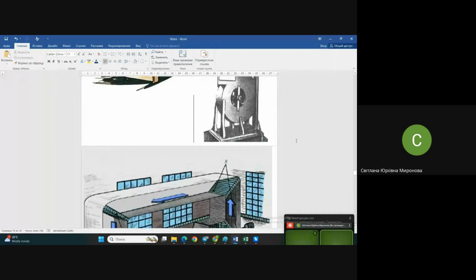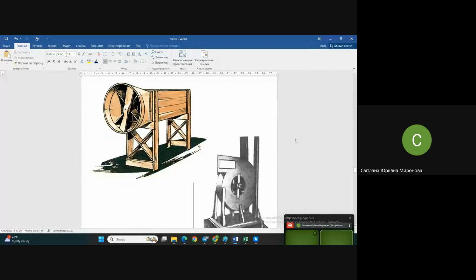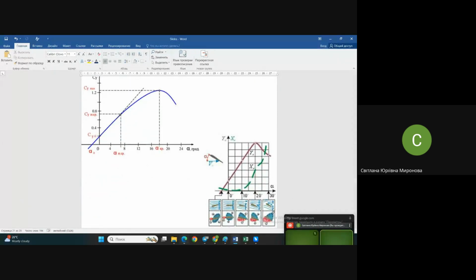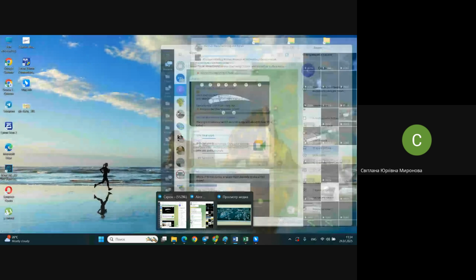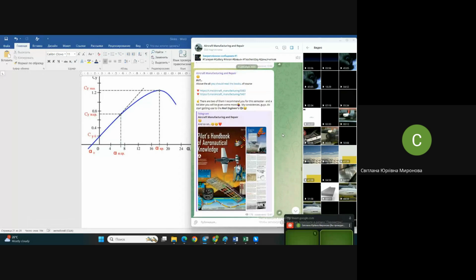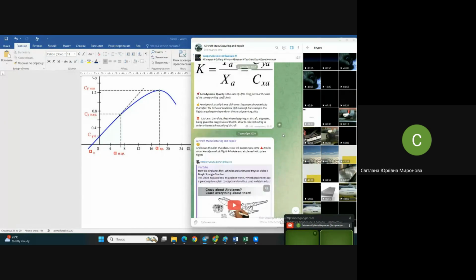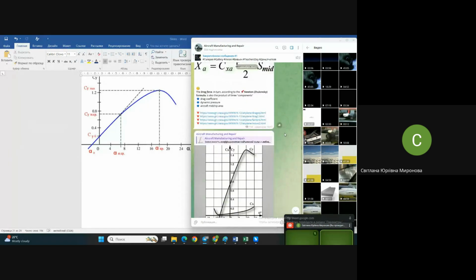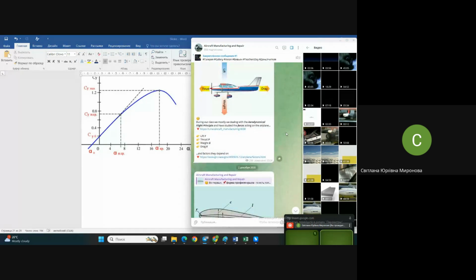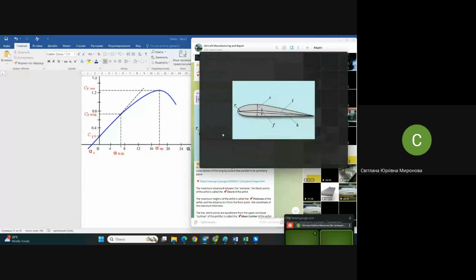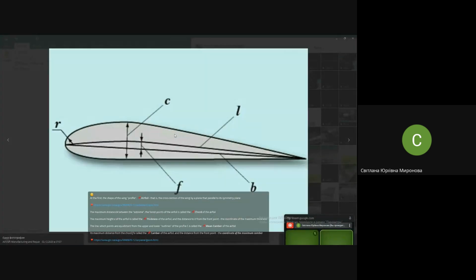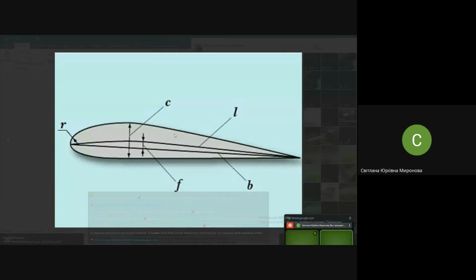And let's talk about airfoils. Wait a second, we need some other place. Must be this one, I hope. Yes, this one with illustrations. Now, above all, let me just show you clearly.